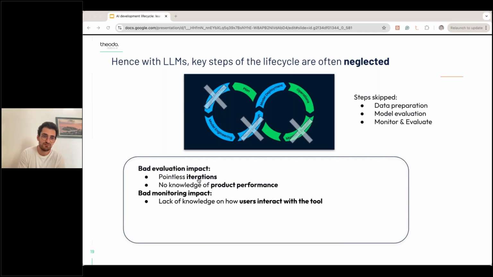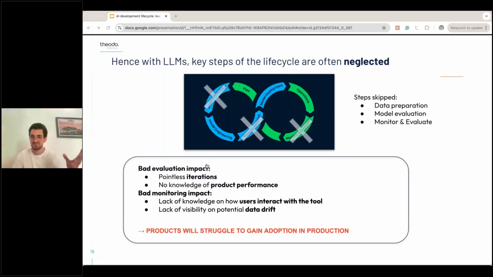And the impact of bad monitoring is a lack of knowledge on how users interact with the tools, and a lack of visibility on potential data drifts from the test inputs to the real inputs. As a result, products will struggle to gain adoption in production.